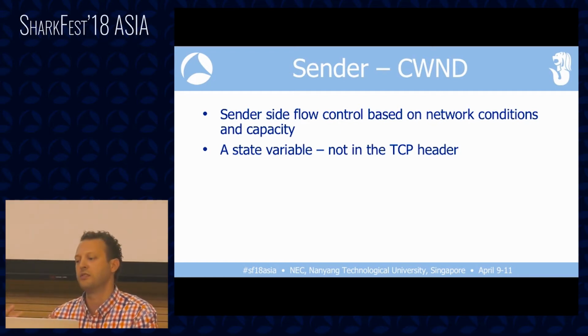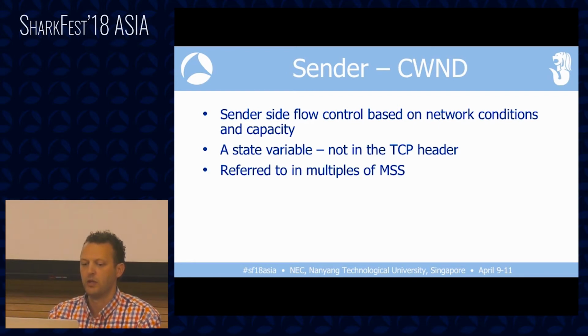This is a state variable in memory per connection. So you can infer what it might be by looking at the PCAP and how much data is sent in one go-around, but there's no way to definitively check in the packet capture. We refer to it in multiples of MSS. So we know our MSS for this is 1460. So if I'm sending 2 packets, I have a congestion window of 2. If I send 4, I have a congestion window of 4. So it's in multiples of MSS.